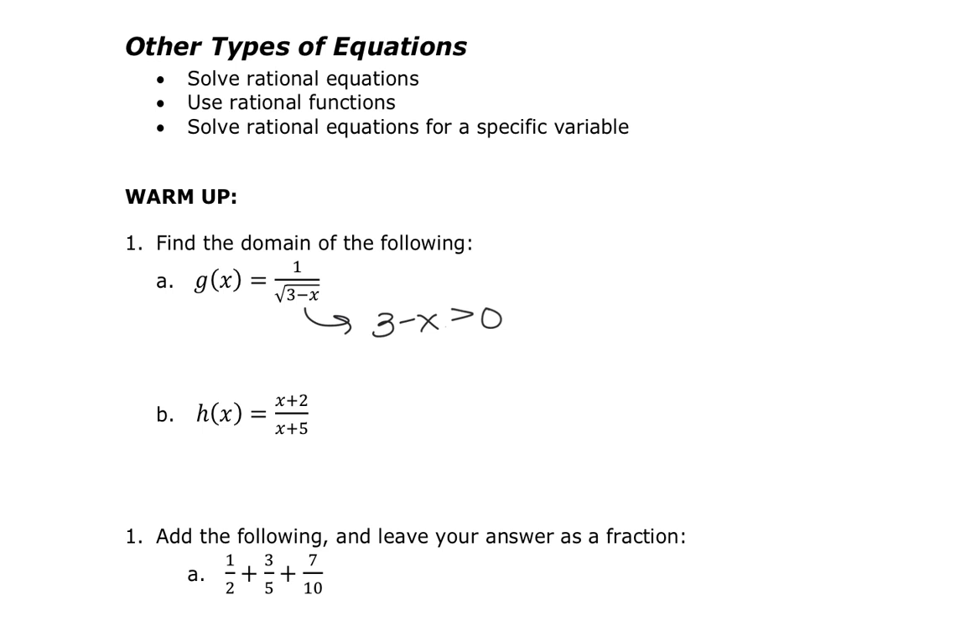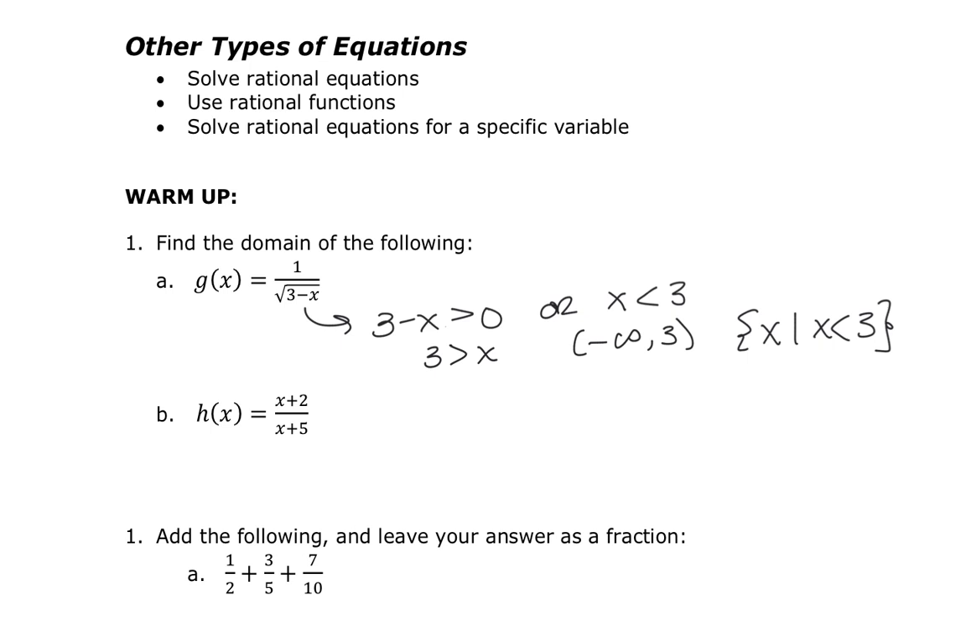So now I would add x to both sides, and I say that 3 is greater than x, or I could say that x must be less than 3. In interval notation, this would be from negative infinity to 3 with a parenthesis, and in set builder notation, x such that x is less than 3. Either one of those is sufficient.